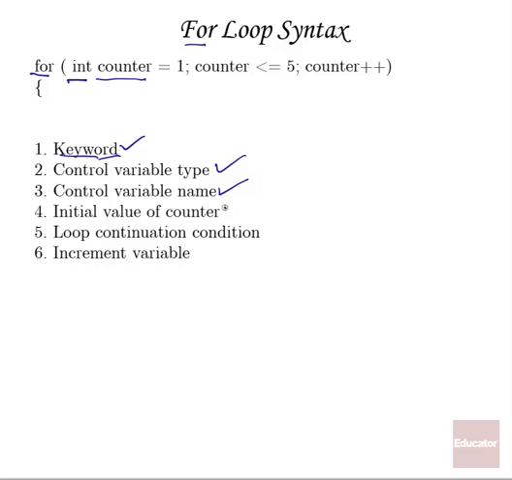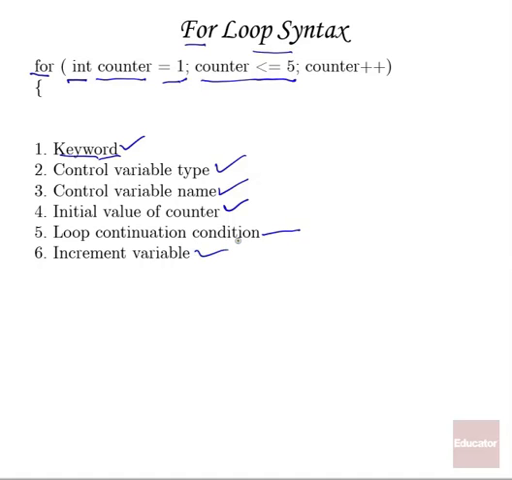Then we're going to have the initial value of the counter. Oftentimes, we set up the counter to have an initial value of 0 or 1. Those are the most common. Then we've got a semicolon. Then we put in what we want the continuation condition to be. We say, as long as the counter is less than or equal to 5 in this example, we keep that loop running. As soon as it hits 5, it'll stop.